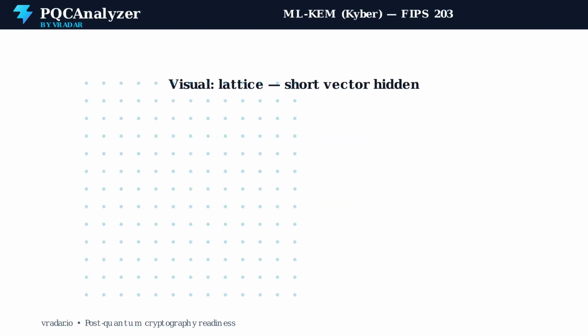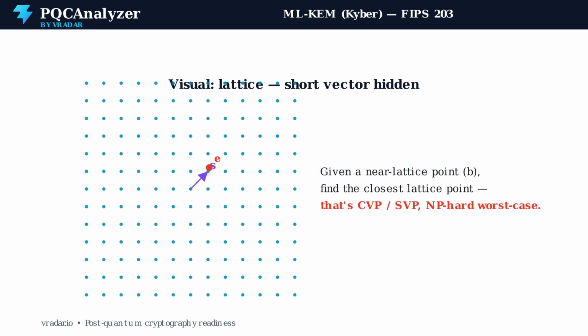Visually, a lattice is a regular grid of points in space. The secret vector S is a short hidden vector. The error E blurs the public point B away from the lattice. Given a near lattice point, finding the closest lattice point is the closest vector problem, while finding the shortest vector is the SVP, both NP-hard in the worst case.